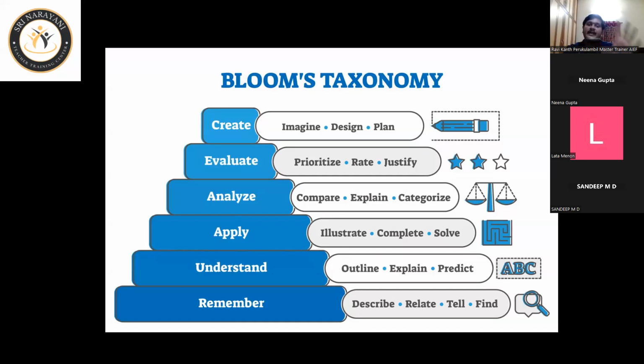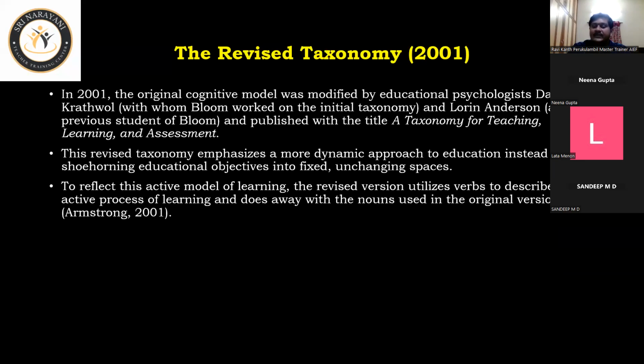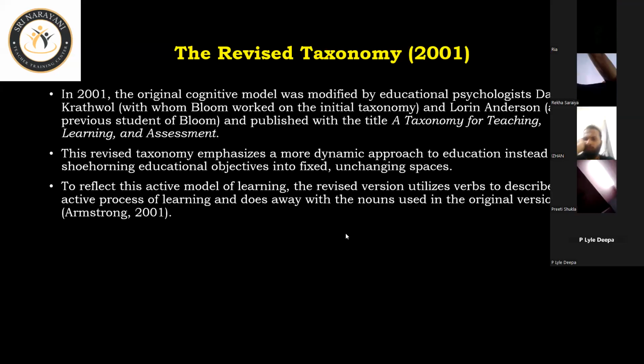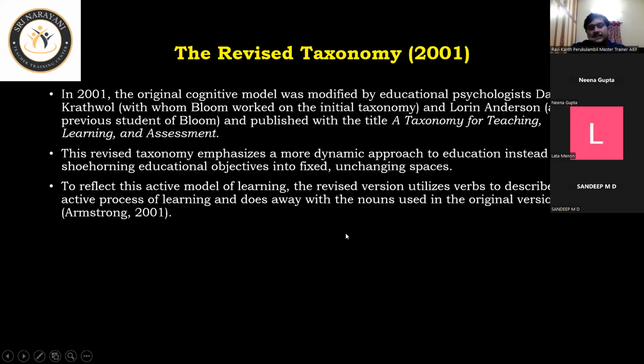So this was a brief note about Bloom's taxonomy. Yes, and this is what we have seen. This was the revised taxonomy in the year 2001. Okay, so it is a dynamic approach to education instead of shoehorning educational objectives into fixed, unchanging spaces. See, learning objectives and learning outcomes are always there, but it is not that it should be the same for every child. That's what we are talking about.